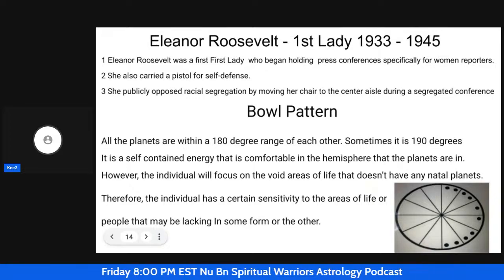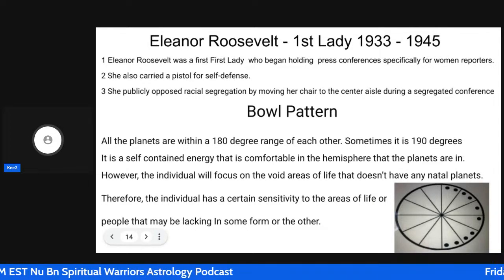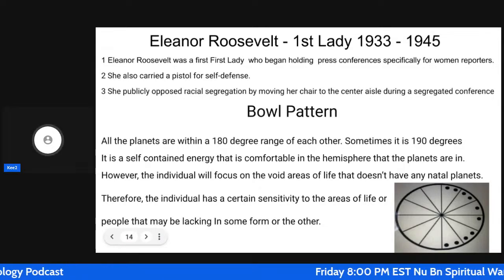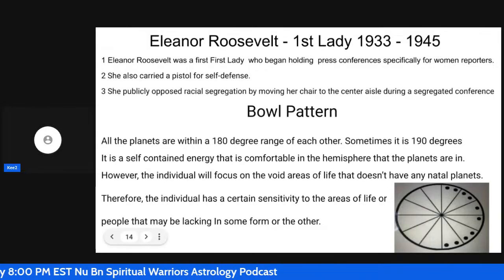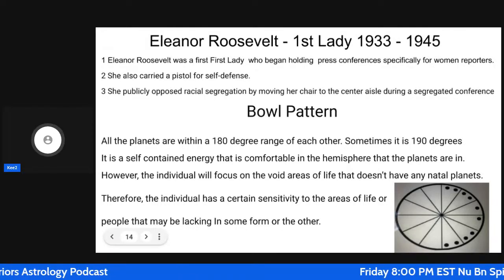The bow. All the planets are within a 180-degree range of each other. Sometimes it is 190 degrees. It is a self-contained energy that is comfortable in the hemisphere that the planets are in. However, the individual will focus on the void areas.